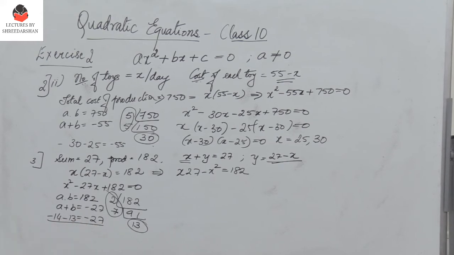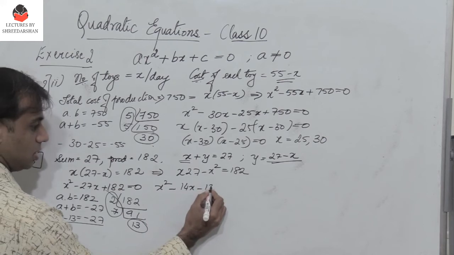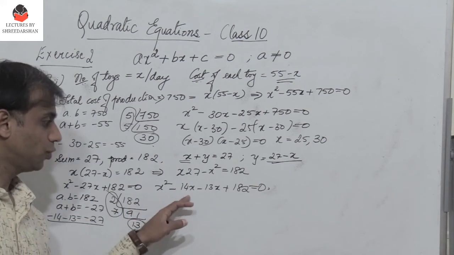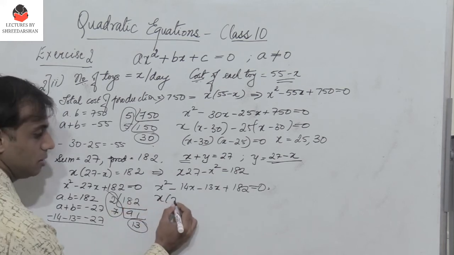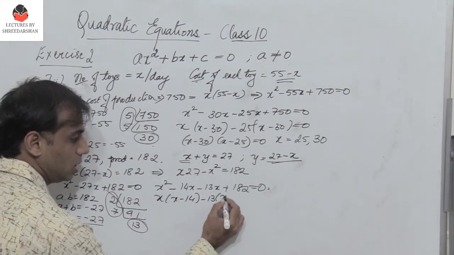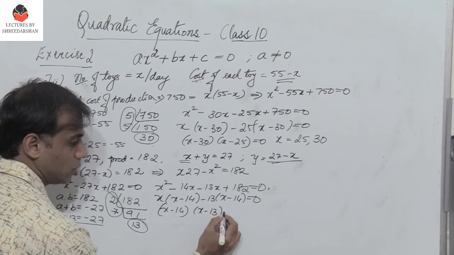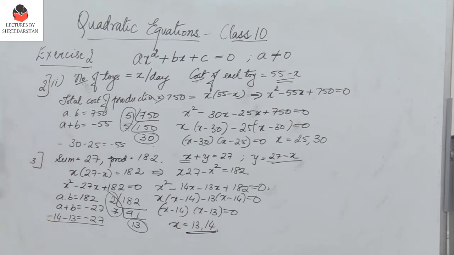So now we have got these two numbers. So here I have x square minus 14x minus 13x plus 182 equal to 0. So I take x common, x minus 14 minus 13 into x minus 14 equal to 0. So you have x minus 14 into x minus 13 equal to 0. So what is x? X is either 13 or 14. Alright? So x is either 13 or 14. So here, what are the two numbers? The two numbers are 13 and 14 to be precise.